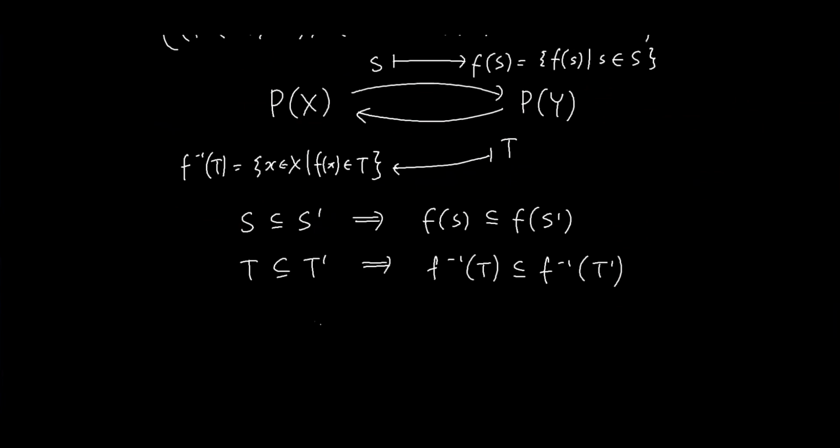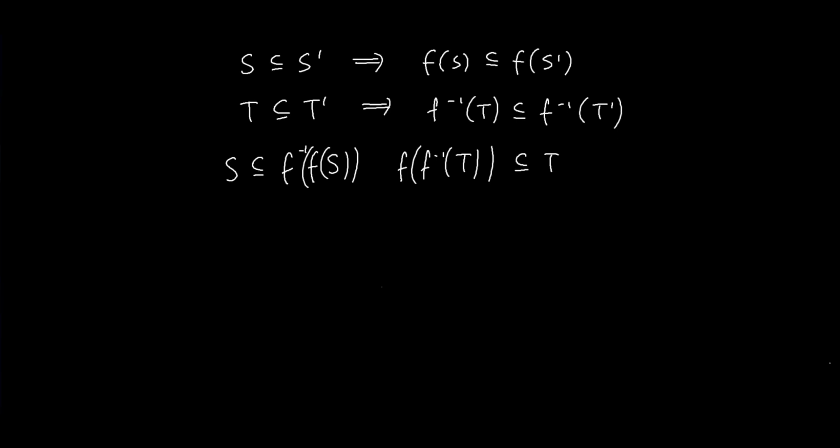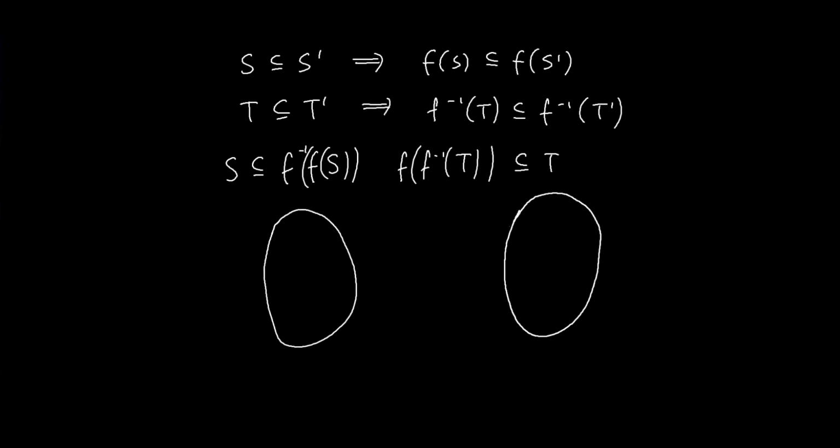So if I start with S, I apply the direct image map to it, and then I take its inverse image, I need to get something bigger than S. And if I take a subset T, then take its inverse image under the function, and then take the direct image, I need to get something smaller than T. And both of these, of course, trivially hold. We can demonstrate this on a picture. So imagine your function goes this way.